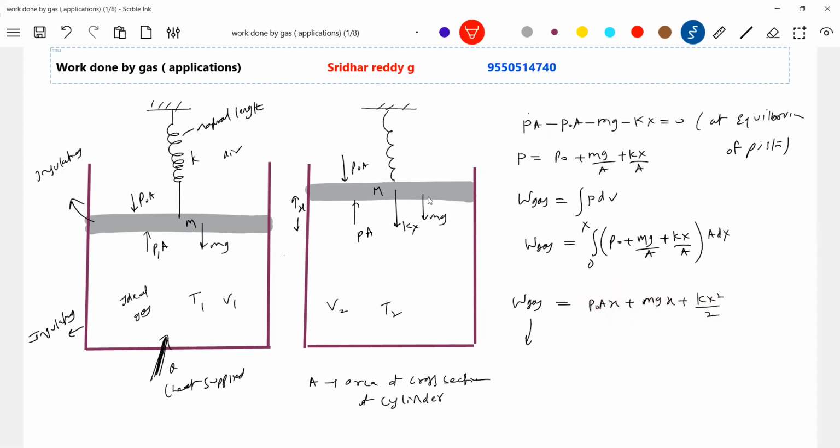We'll write it. What is the meaning of this one? Work done by gas, what is it equal to? Work done against atmospheric pressure force.